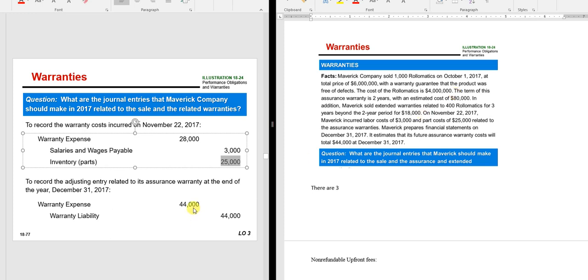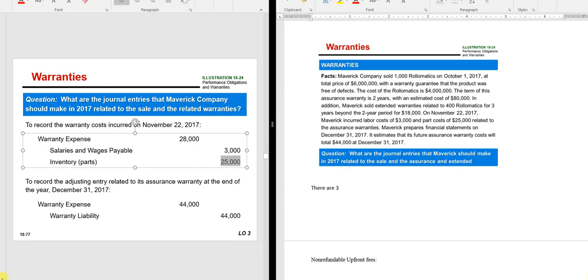Well, I have no idea how they guess at that, but even if I took $28,000 divided by 3 months, it's 9,333 times 12 months. That would be 112,000. So they must think the warranties are going to come in the first few months more than at the end of the 2 years. Okay, so this is the estimated future warranty costs. Okay.